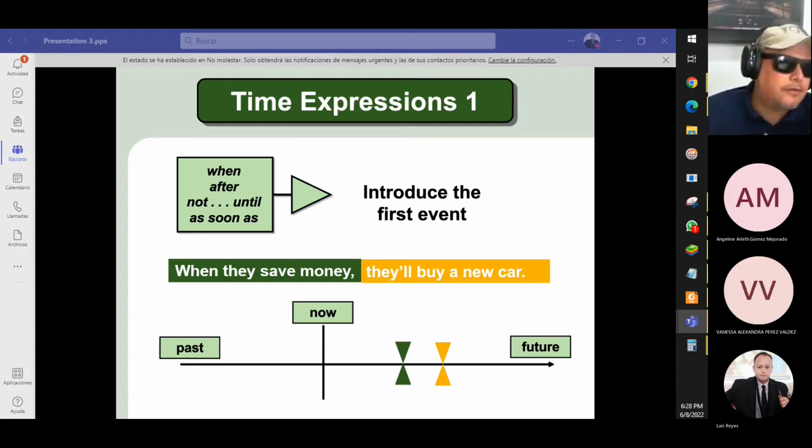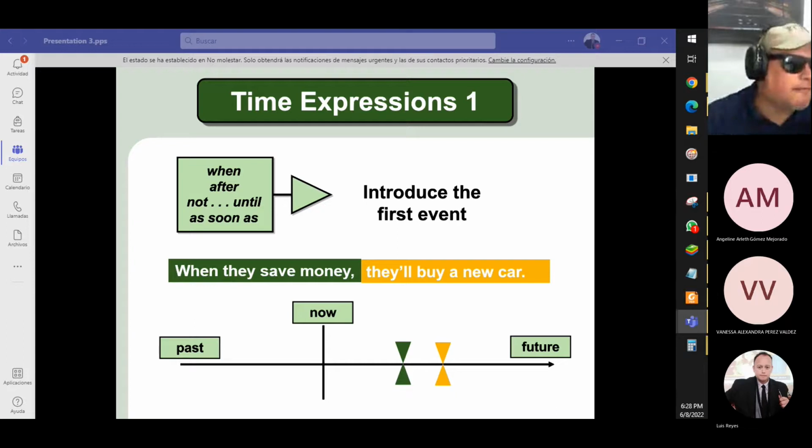En los niveles previos, tú nomás decías, they will buy a new car tomorrow. Or they will buy a new car next week. They will buy a new car in September. ¿Verdad? Que todavía no llega a septiembre. Puedes decir en septiembre. Ahora, no tenemos fecha fija. No sabemos cuándo en realidad. Solo sabemos que tienen la intención de comprar un carro en el futuro cuando ahorren suficiente dinero para comprarlo.